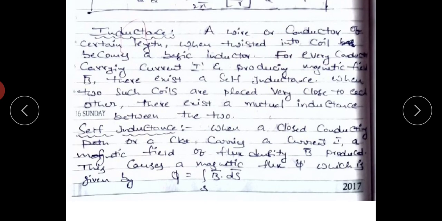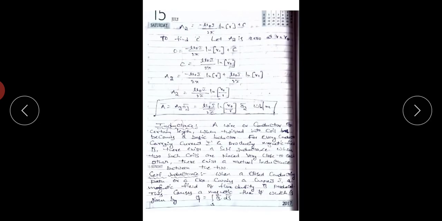So first, self-inductance. When a closed conducting path or a circuit carries a current I, a magnetic field of flux density B bar is produced. This causes a magnetic flux phi, which is given by phi equals surface integral B bar dot ds bar. So the current carrying conductor produces the magnetic flux, and the magnetic flux expression is phi equals surface integral B bar dot ds bar.